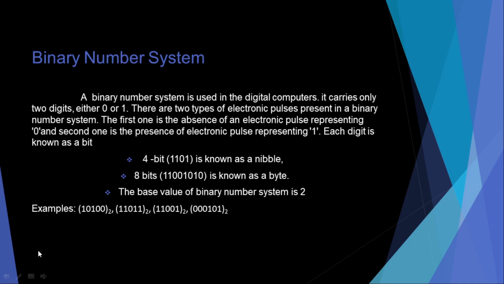What is meant by the binary number system? The binary number system carries two values, 0 and 1. This is called binary in computers. For example, if we get a signal pulse like this, a low value is denoted as 0 and a high value is denoted as 1. The absence of an electronic pulse is represented as 0, and the presence of an electronic pulse is represented as 1.